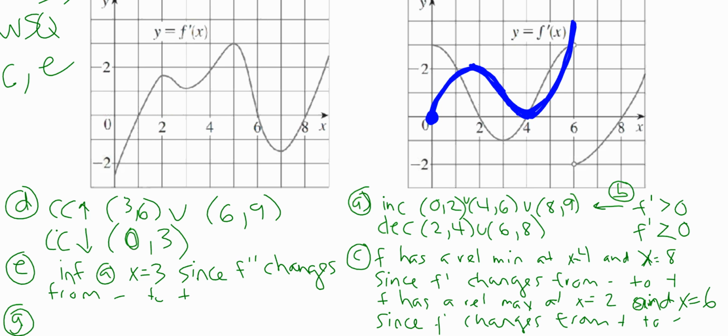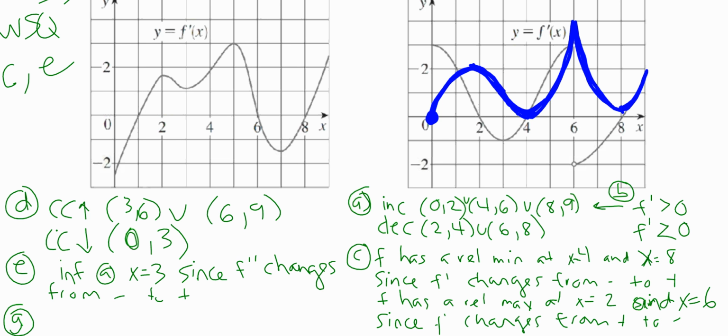Okay, and then from 6 to 8, I'm decreasing, and I'm concave up again. So it's going to look something like this. And I'm going to start increasing, and I'm going to still be concave up like a cup. So this is a possible graph, okay? We don't know exactly how high it goes or anything else.